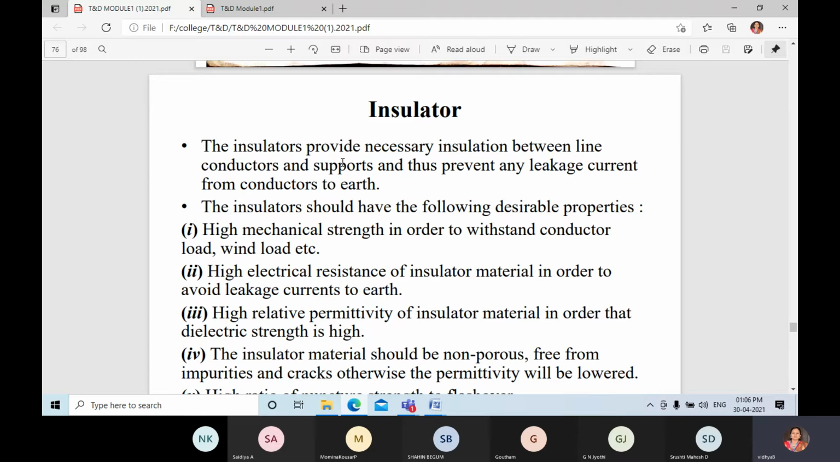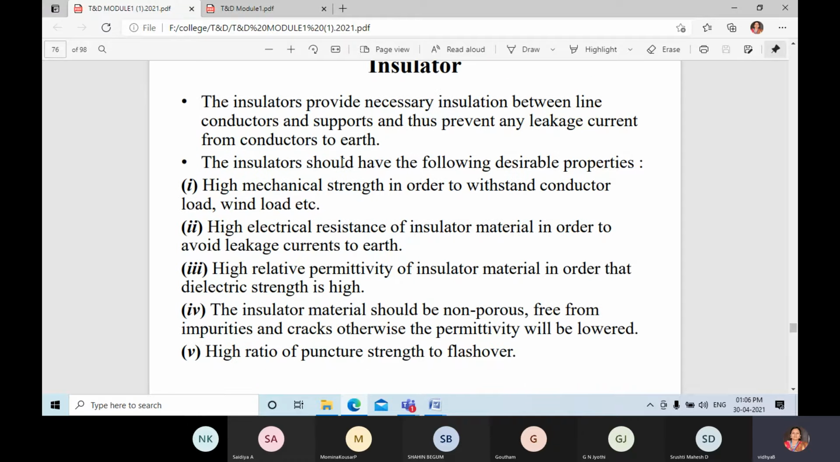Next, high relative permittivity of the insulator material, in order that the dielectric strength is high. And next, the insulator material should be non-porous.